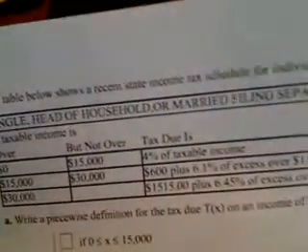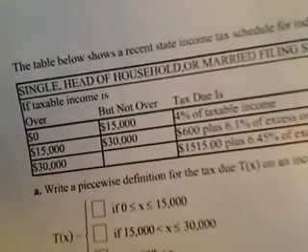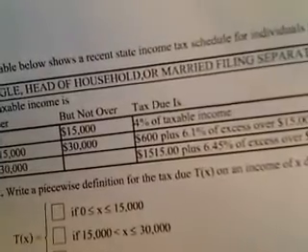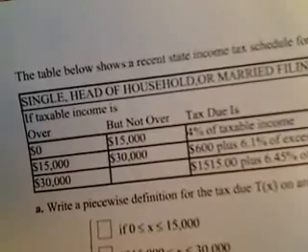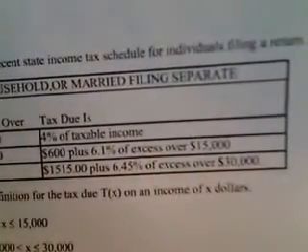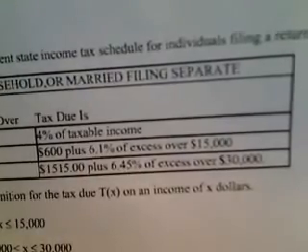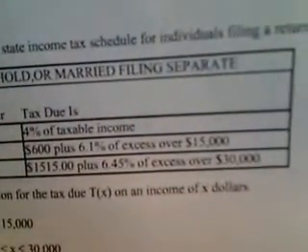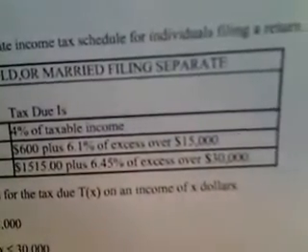It says the table below shows a recent state income tax schedule for individuals filing a return. If your taxable income is over 0 but not over 15,000, the tax due is 4% of your taxable income. If it's over 15,000 but not over 30,000, then you owe $600 plus 6.1% of the excess over 15,000. And if it's over 30,000, the tax due is 1515 plus 6.45% of the excess over 30,000.